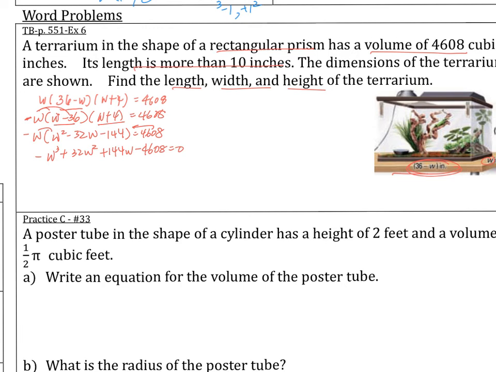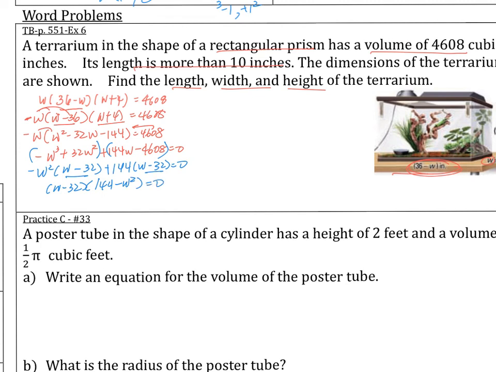And now what I can do is group this. I'm going to factor out -w squared to get w minus 32. And then here I'm going to factor out 144 to get w minus 32 as well. And then now I see that I have a common binomial. I'm going to factor that out. So I get w minus 32 with 144 minus w squared, which equals 0.